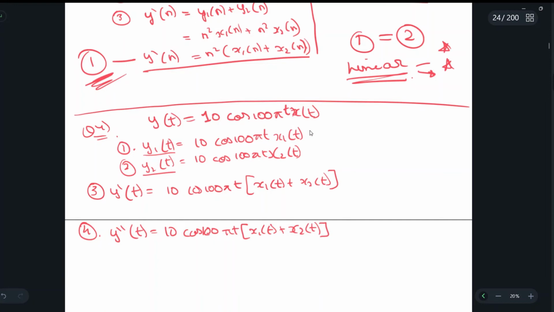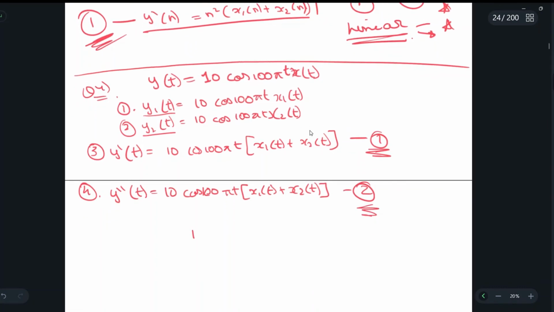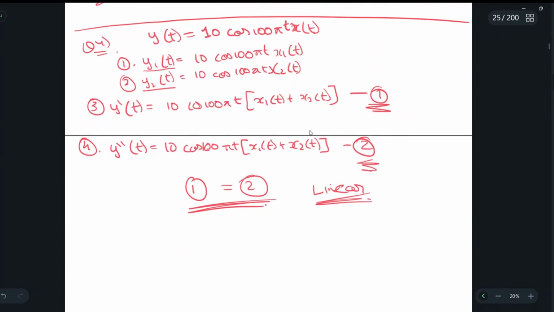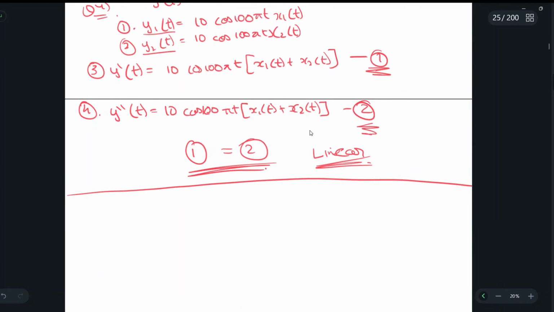So this is equation 1 and this is equation 2. So now we will compare equation 1 with equation 2, and you will see that equation 1 is equal to equation number 2. So what we can say is that the system is linear. Simple. Now let us move on to the next question. Now suppose, let me change the color. Now suppose for question number 5, we are given a system, say y of t is equal to t to the power n x of t plus c. C is a constant.